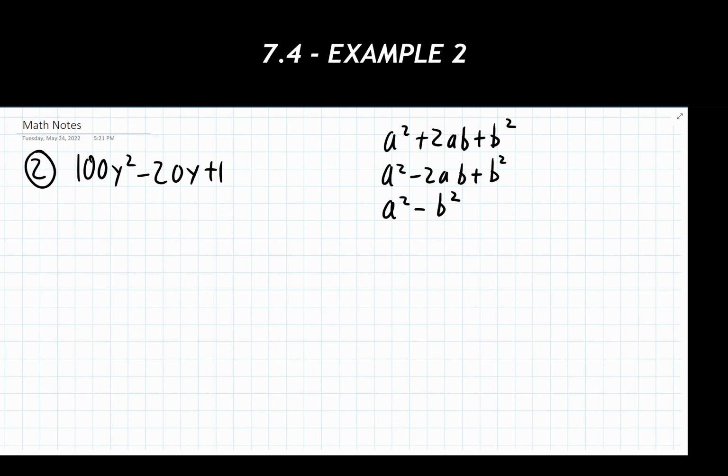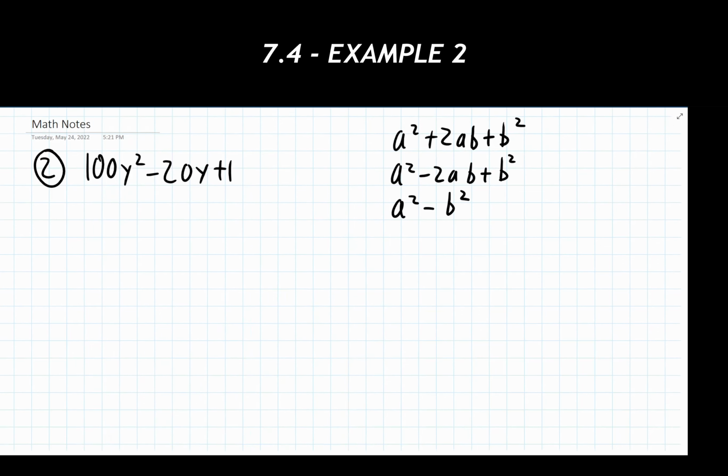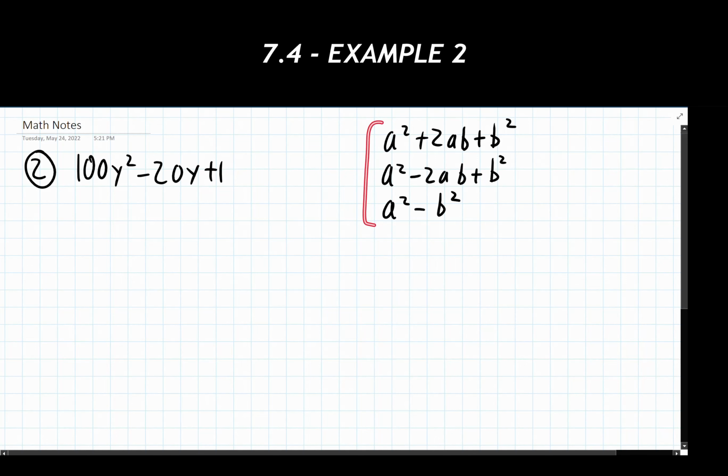Now again, my recommendation is look to the first term and look to the last term and determine, are these perfect squares? Well, 100 is a perfect square, y squared is a perfect square, and 1 is also a perfect square. 1 times 1 is 1. So the first and the last term, I should say, are perfect squares. So that tells me this thing could be a special product, which puts all three of these in play for us.